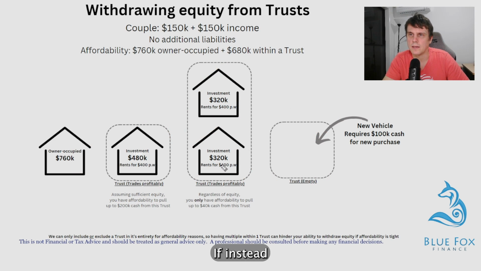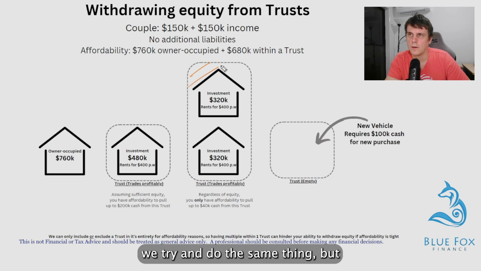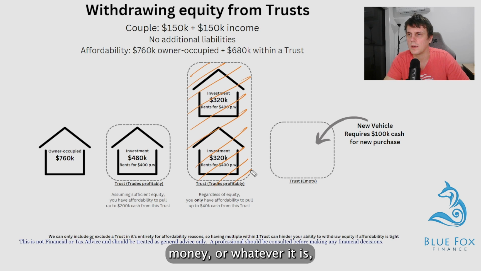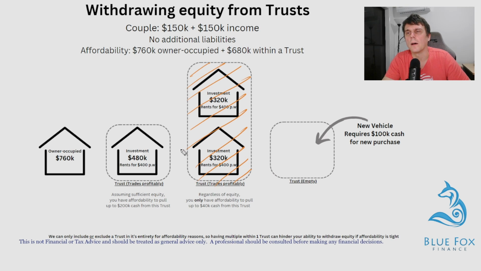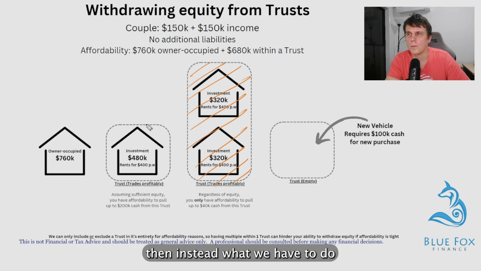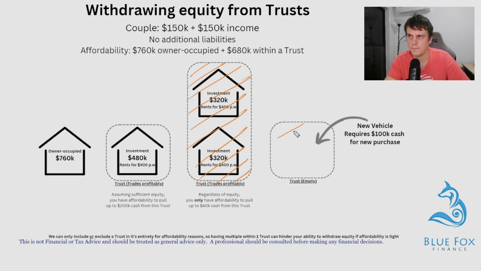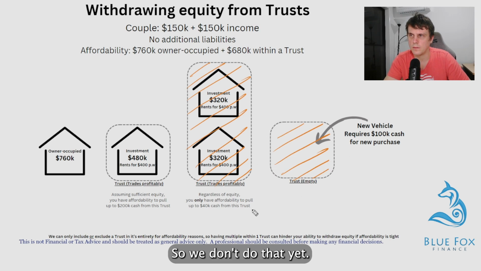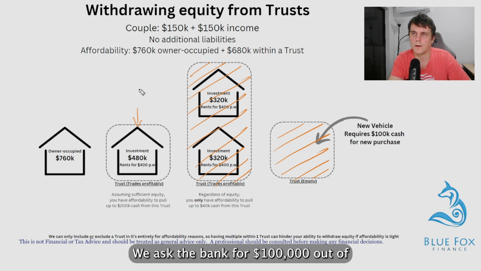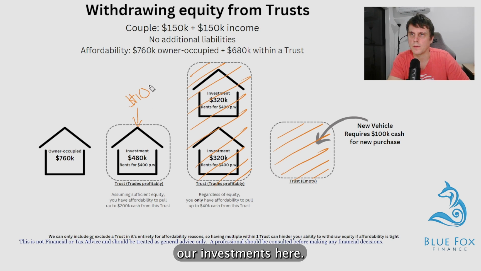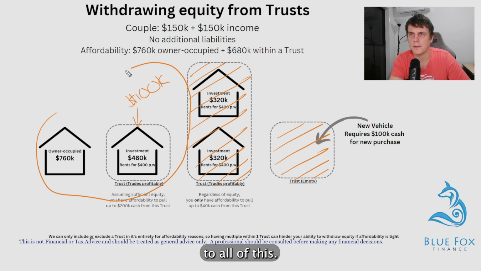If instead we don't leave ourselves with enough affordability, we try and do the same thing, but I don't know, we don't earn much money or whatever it is, then instead what we have to do is not propose this purchase yet. So we don't do that yet. We ask the bank for $100,000 out for investments here. We have to expose them to all of this.